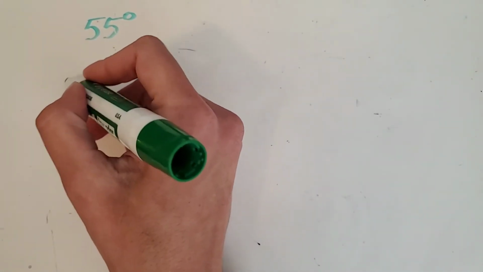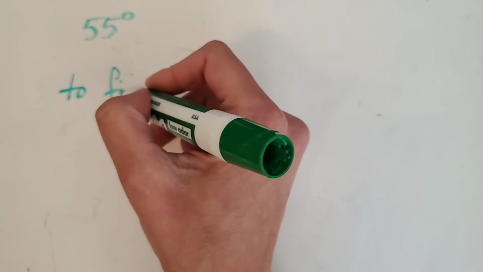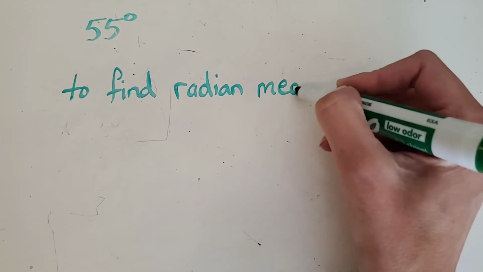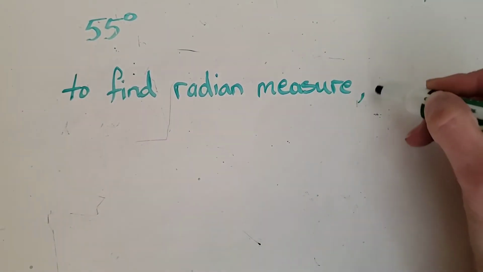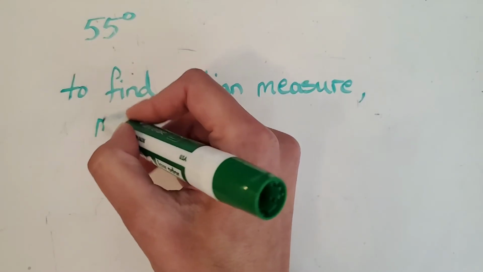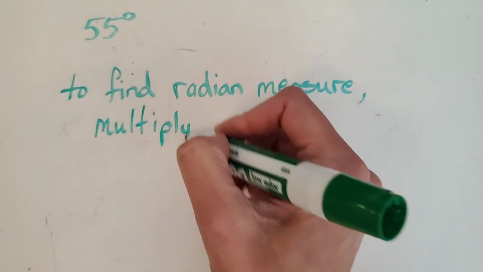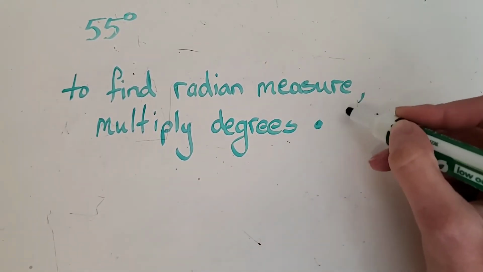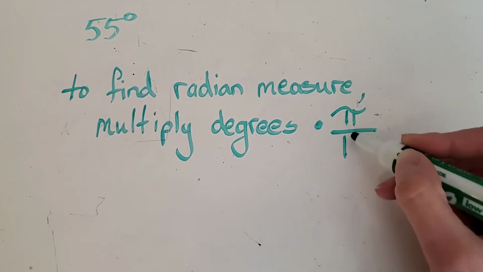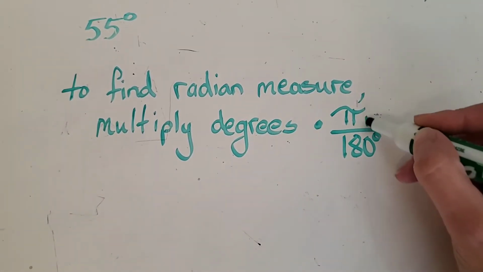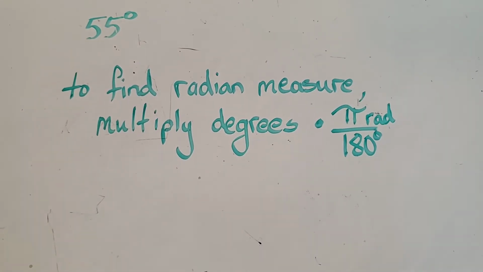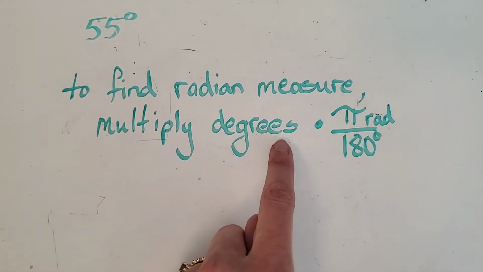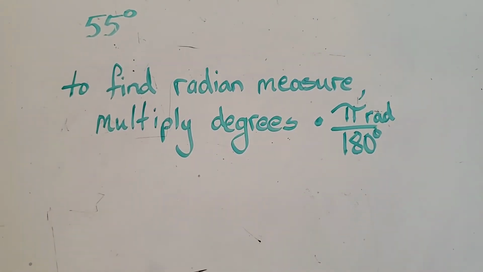And so to find radian measure, you're going to multiply your degree measure times pi over 180 degrees. Now this is pi radians over 180 degrees, and you can see that we'll have a degree in the numerator, a degree in the denominator, and they'll cancel out, and we'll be left with radians.